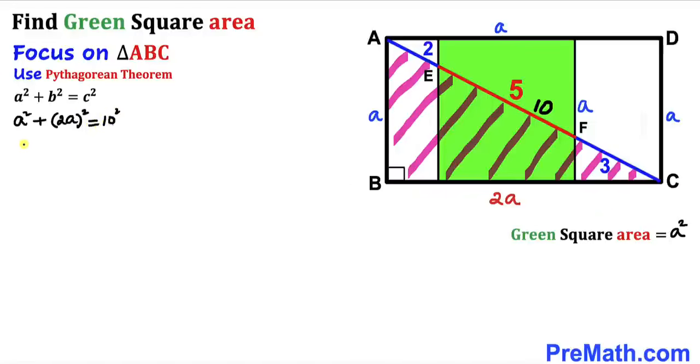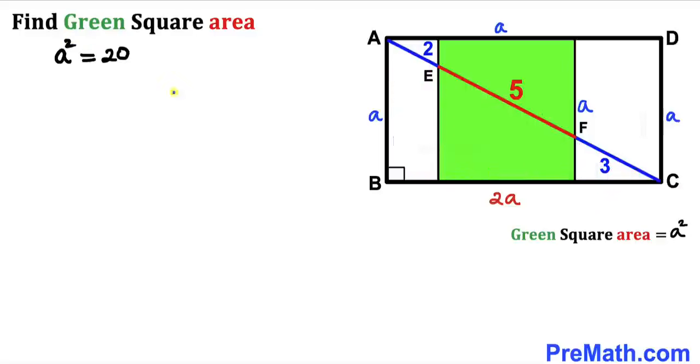Now we are going to simplify. We get a squared plus 4a squared equals 100. Let me combine the like terms, so we get 5a squared equals 100. Let me divide both sides by 5 to isolate a squared. The 5 and 5 are gone. Thus our a squared value turns out to be 20.